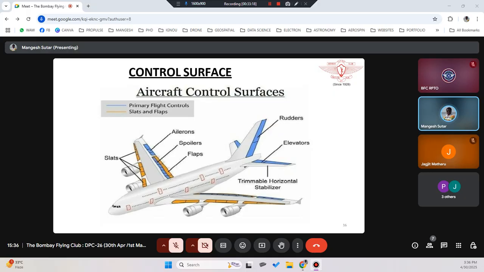That means the aeroplane will either move up or move down. Whereas the rudder will control the direction of the aeroplane. So the rudder is nothing but a part of the vertical stabilizer, on which there is a rudder section at the back side. So the rudder moves left and right, whereas the elevator moves up and down. So your aeroplane can pitch up or pitch down. Whereas on the wings you have ailerons. Ailerons are required to bank the aeroplane or to create a roll. So when you actuate the ailerons up and down, the left side will go up and the right side will go down.